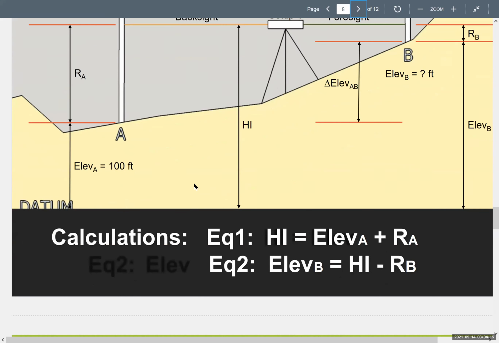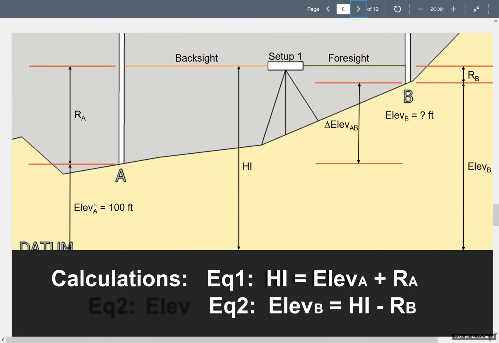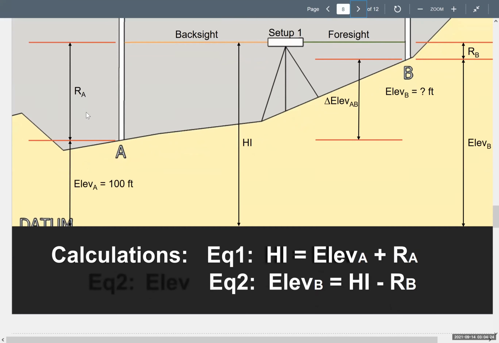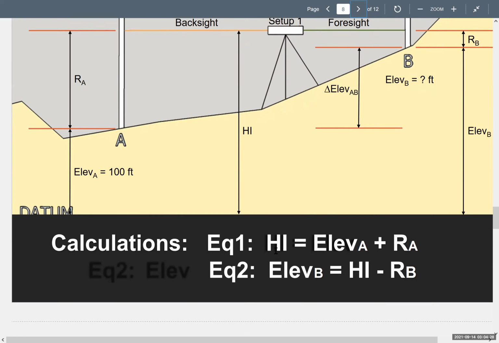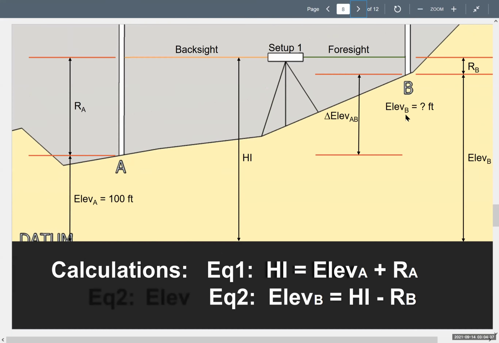So equation 1 is, you know the elevation of A, you add to it the rod reading at A, the backsight. You add them together and you get the height of instrument. That's the first equation. The second equation is the elevation of B is equal to the height of the instrument minus the foresight. Everybody good?